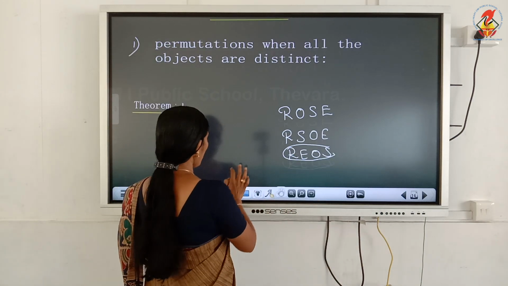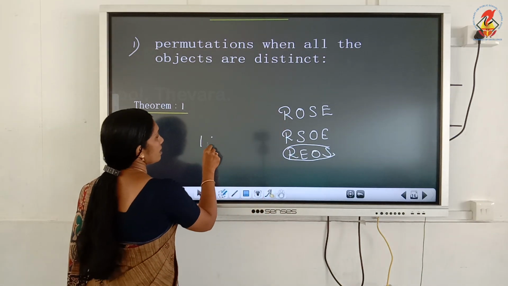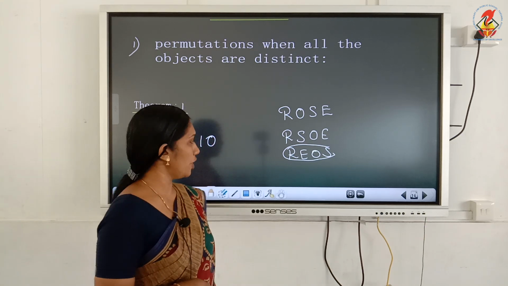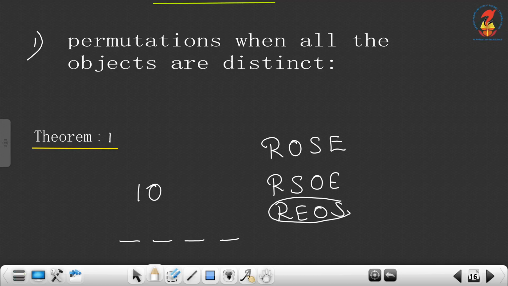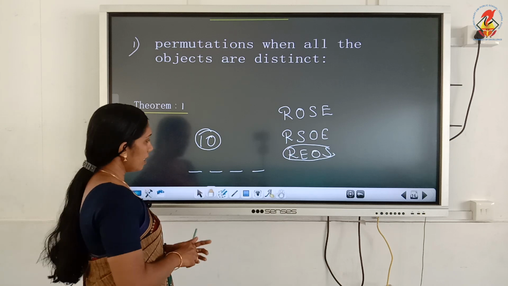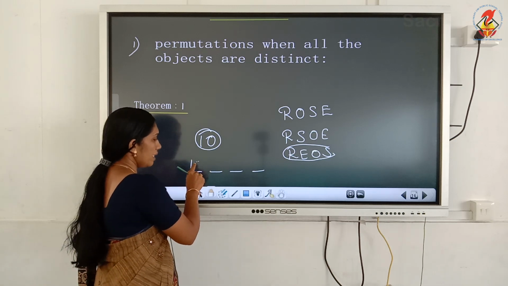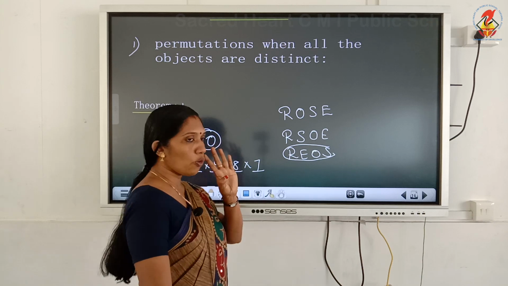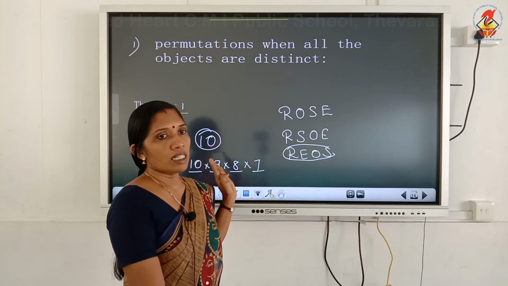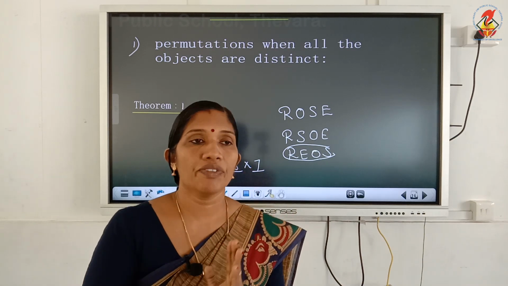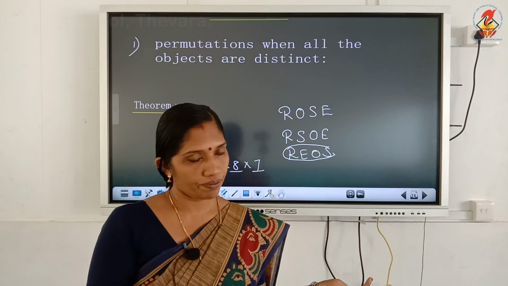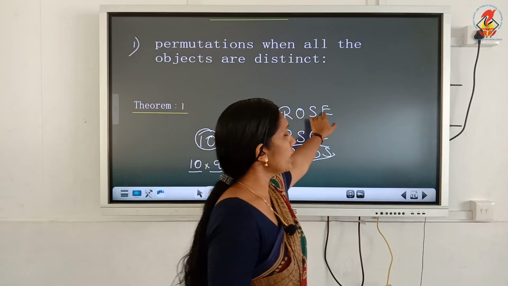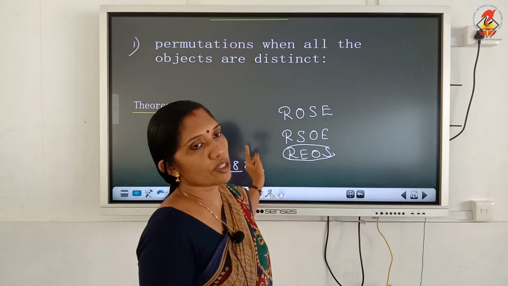Another question: using the first 10 letters of the English alphabet, how many four letter codes can we frame? A question in the first video. So four letter code, 10 letters are available, then how to write? The first place we can fill in 10 ways, then the next is 9 ways, then 8 ways, then 7 ways, isn't it? Here we use only 4 letters, but 10 letters are available. Okay, so permutation means it is an arrangement in a definite order of a number of objects, taken all or some at a time. In this, all the four letters we used, but here out of 10 we used only four letters.